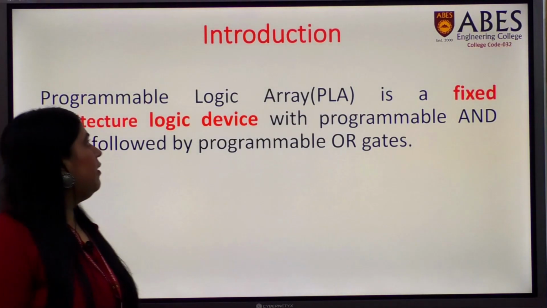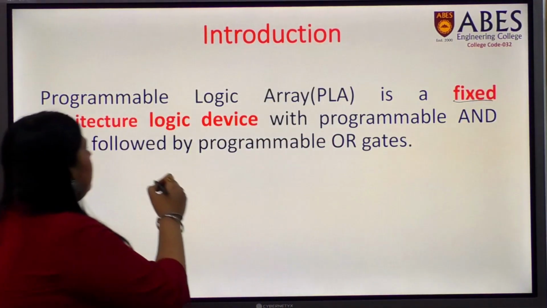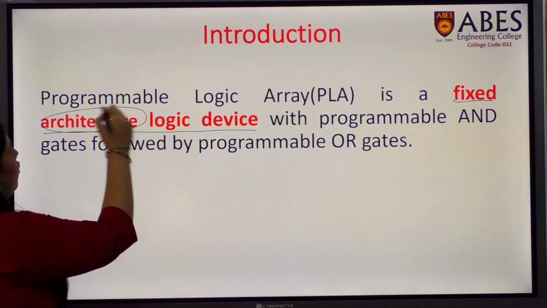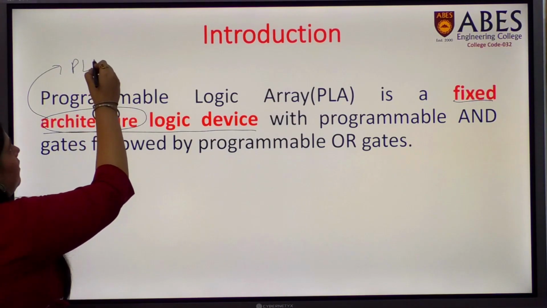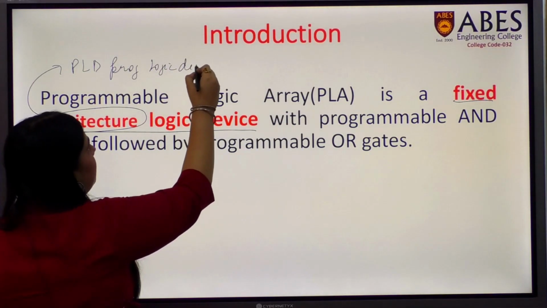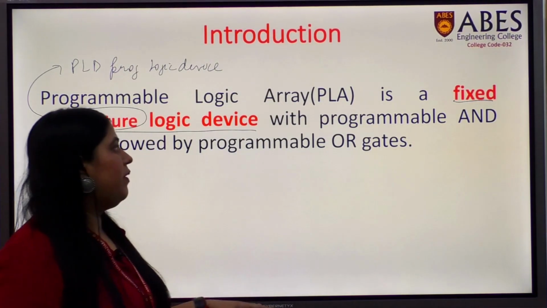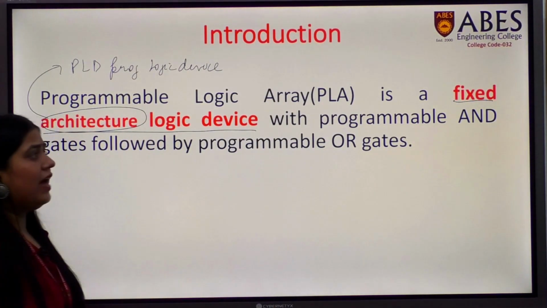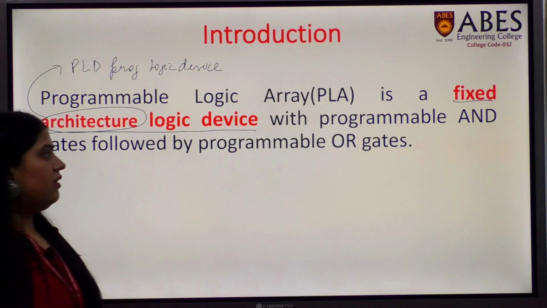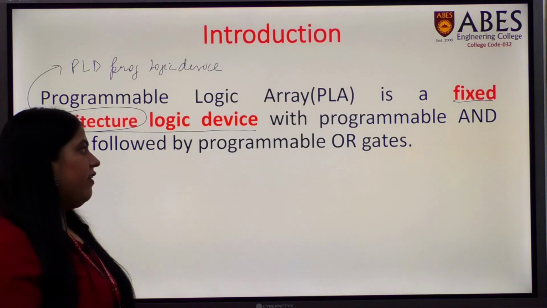Now, what is PLA? Programmable logic array is a fixed architecture logic device. This is sometimes also known as PLD, that is programmable logic device, with programmable AND gates followed by programmable OR gates. Don't get confused that here programmable means that you are doing it in C, C++, Java. This is different. So we will understand PLA by taking one example.